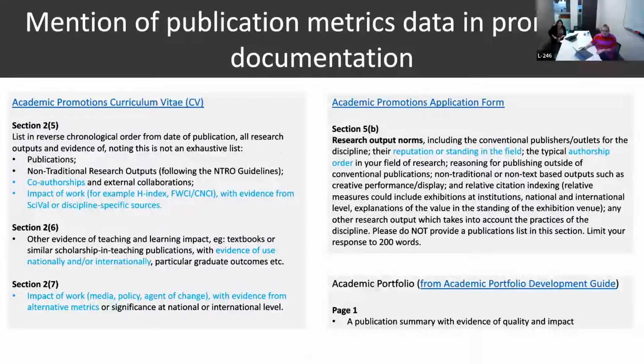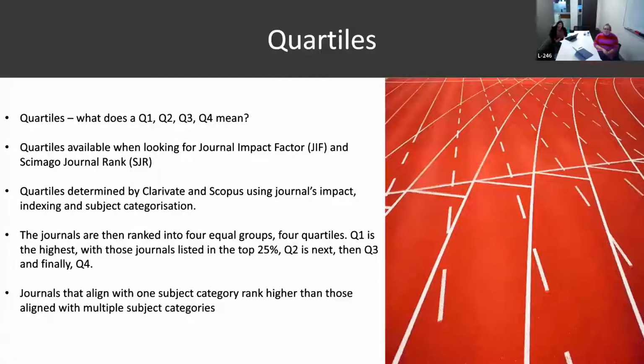Next up, we're talking about quartiles. We're going to discuss quartiles at the start here because you're going to see them as we demonstrate in some of the other databases. This is something you'll see in all of the ones we look at today, so we wanted to explain it first. Quartiles are determined using a journal's impact, the indexing and the subject categorization within the databases that we'll look at today, Clarivate and Scopus.